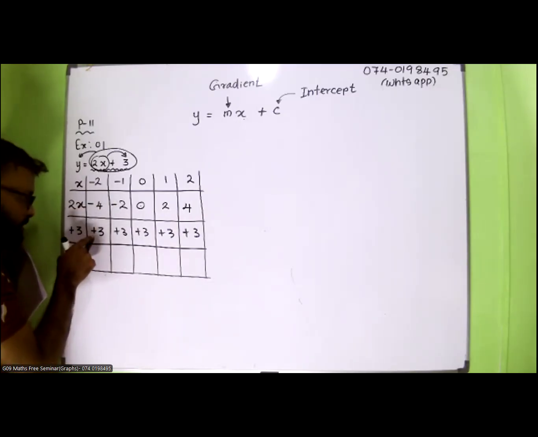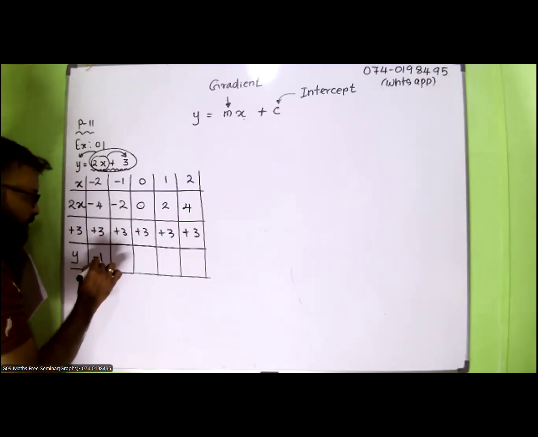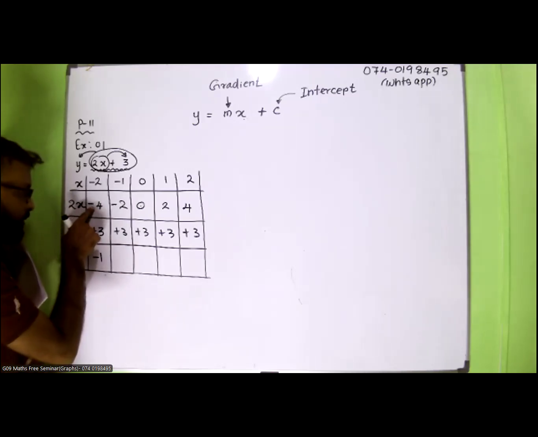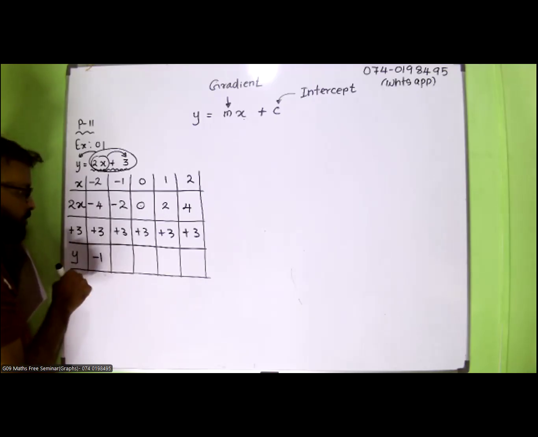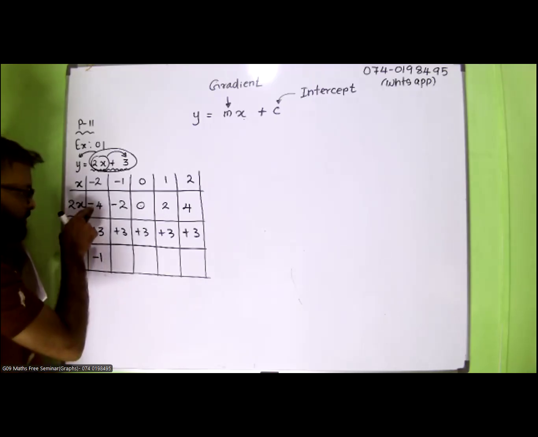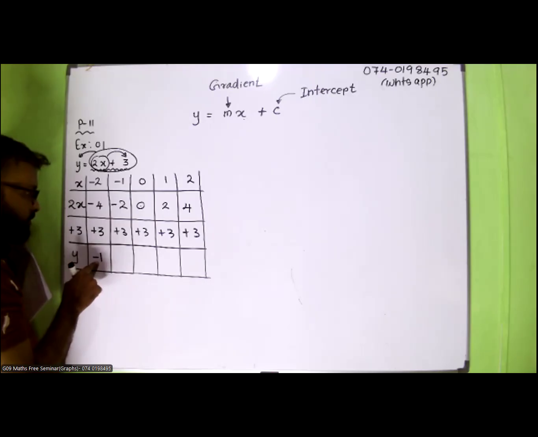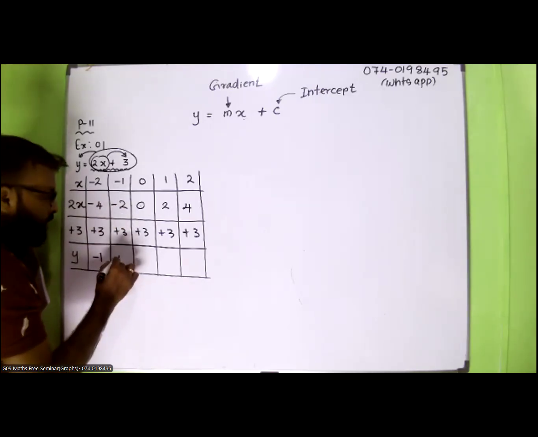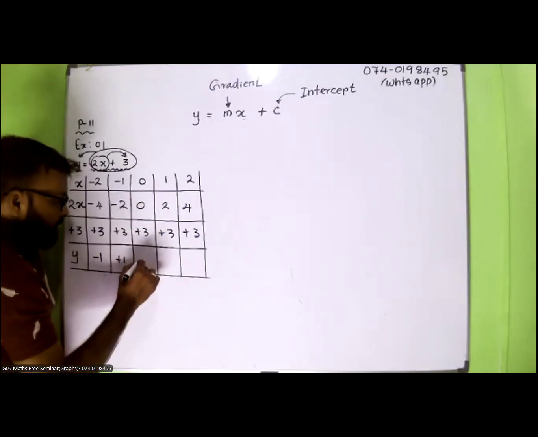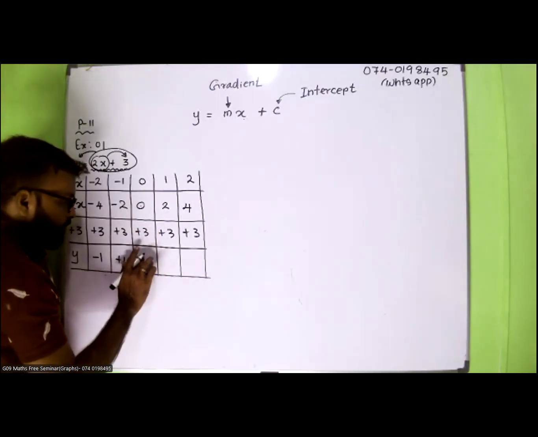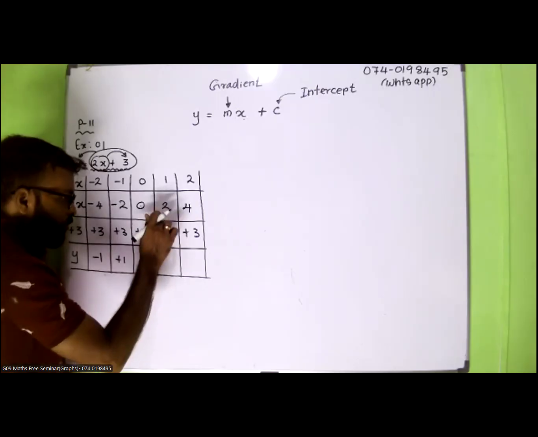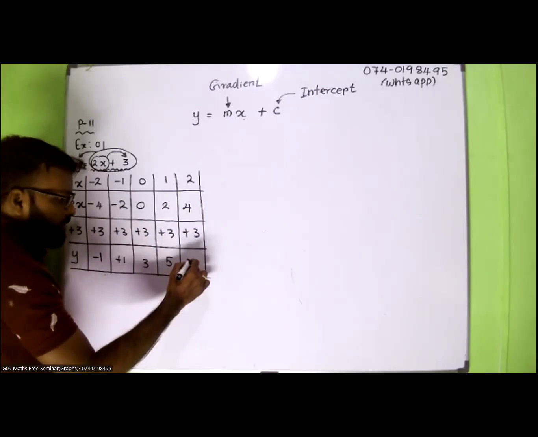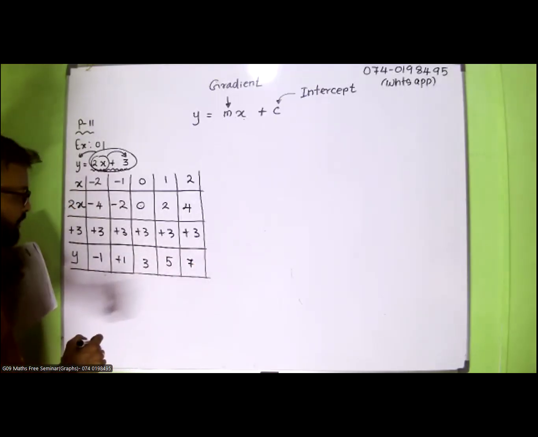For this value, you are going to add 3. Minus 4 plus 3. Two directed numbers, minus 1. The larger number is the negative number, so its sign is assigned to the answer. Here the larger one is positive, so positive 1. 0 plus 3, 3. 2 plus 3, 5. 4 plus 3, 7.